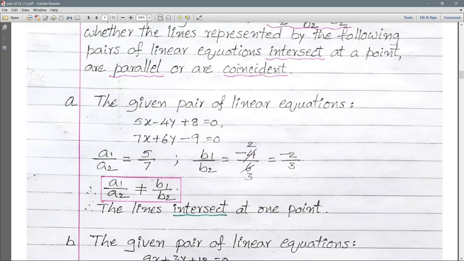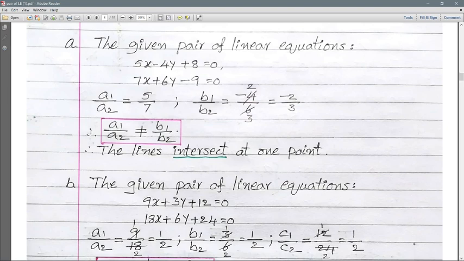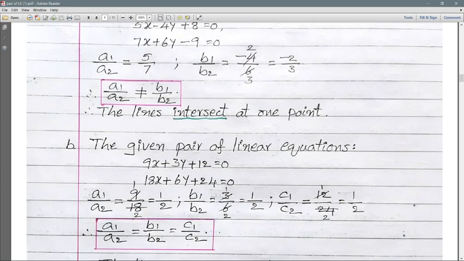First of all, question number A. The given pair of linear equations is 5x minus 4y plus 8 is equal to 0 and 7x plus 6y minus 9 is equal to 0. First of all, we have to compare these coefficients. So, a1 by a2 is equal to 5 by 7. Next, b1 by b2 is equal to minus 4 by 6. 2 2s are 4 and 2 3s are 6. That is equal to minus 2 by 3. Here observe that a1 by a2 value is not equal to b1 by b2 value. So the lines intersect at one point. Here the first condition is applicable.